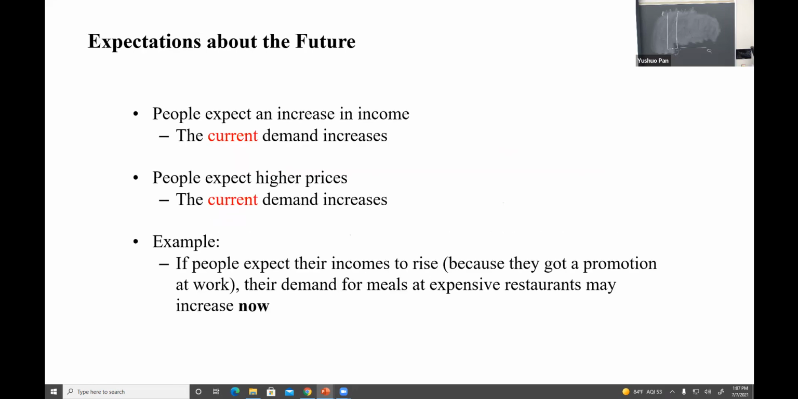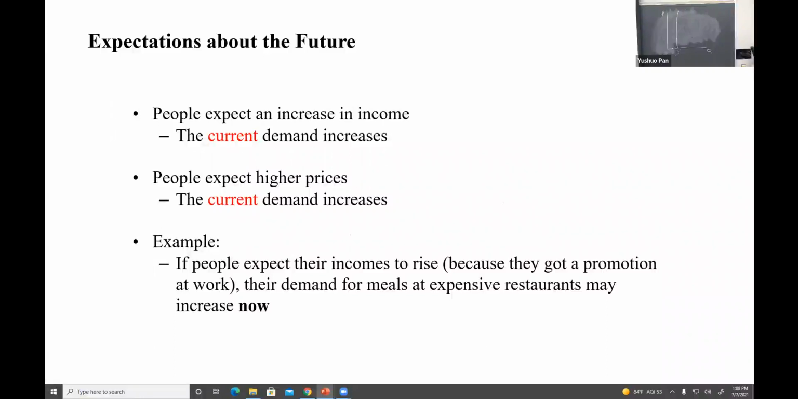Next one is the expectations about the future. People expect an increase in income. The current is the current, all right, not the future. The current demand increases. Why? Because if I think I'm going to be rich tomorrow, I do not need to save money anymore. I can earn more tomorrow. So I'm going to buy some fancy stuff today. I don't care about saving anymore. So that will influence the current demand curve.